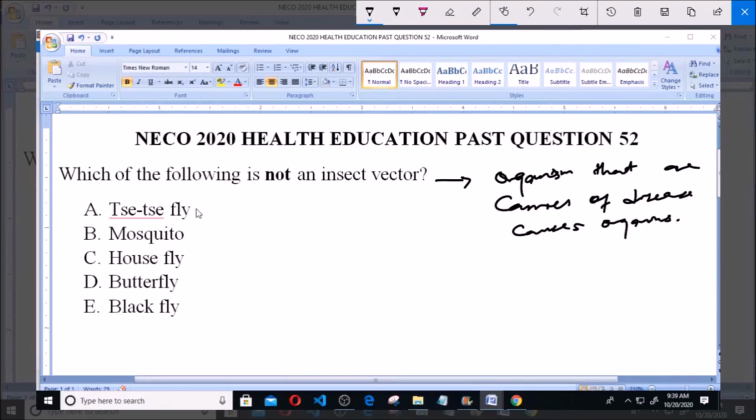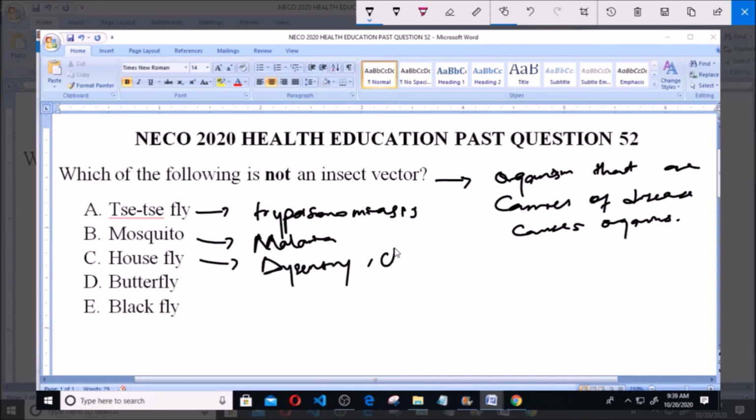Now, the tsetse fly here is an insect vector because the tsetse fly causes trypanosomiasis, what you call the sleeping sickness. Mosquito is also an insect vector that causes malaria. Housefly is an insect vector that causes dysentery or cholera. Now, blackfly here is an insect vector that causes river blindness.